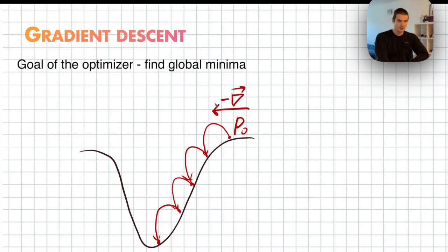And so we start in some point P0, we calculate the gradient, and then we try to make a step towards the minus gradient. Then in this new step, in this new point, we compute the gradient again. We look where it points, and then we make another step, and so on, until we hopefully converge to the global minima of this function.